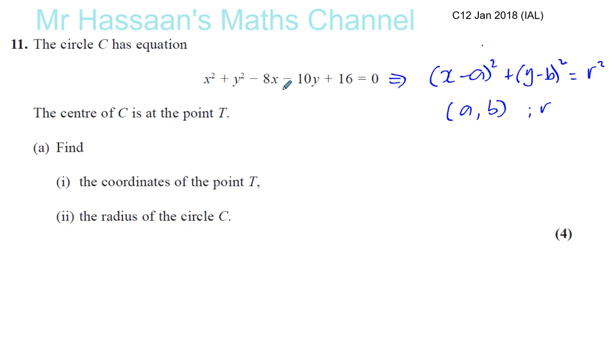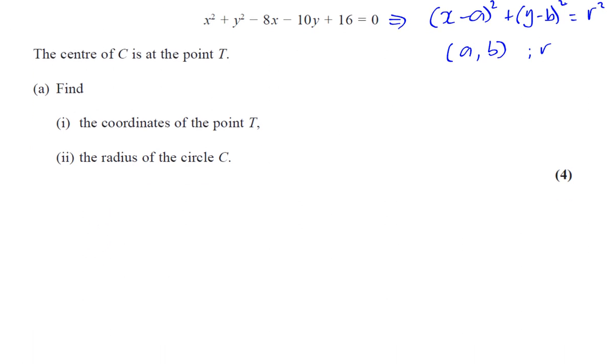So we have to take this and convert it into this form. Let me show you how to do that. Both of these parts will be answered by doing this procedure. Let me make some space. We've got x squared plus y squared minus 8x minus 10y plus 16 equals 0. Just making sure I haven't made a silly mistake with the signs.